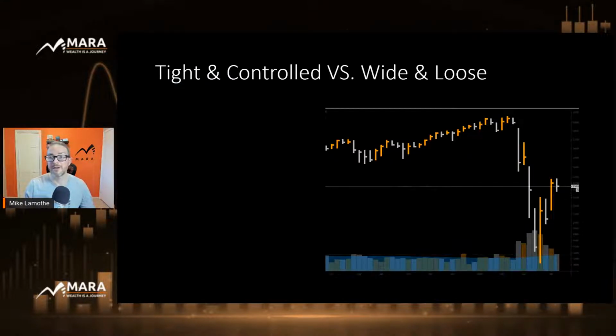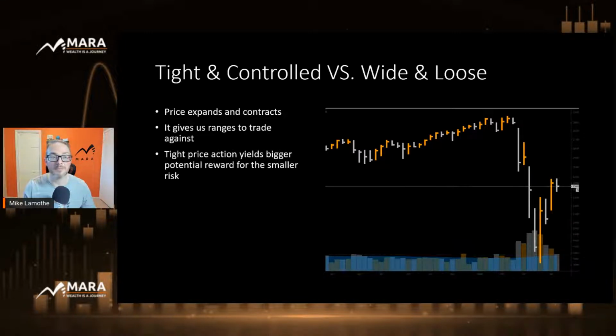And so tight and controlled versus wide and loose. When price contracts in this way, it gives us a range to trade against. That's one of the reasons why we want to pay attention to price action and trends. Is it tight and controlled or wide and loose? The tighter the range, the better. Because let me skip ahead a little bit. When price is tight, the action yields bigger potential reward versus smaller risk.